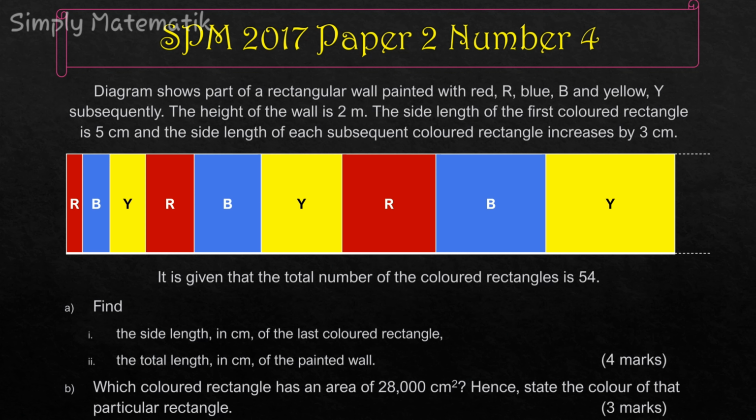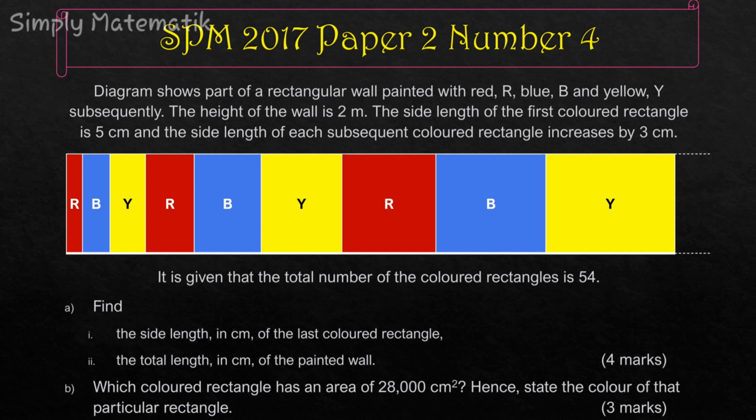Find the side length in centimeter of the last colored rectangle and the total length in centimeter of the painted wall. Which colored rectangle has an area of 28,000 cm square? Hence, state the color of that particular rectangle.